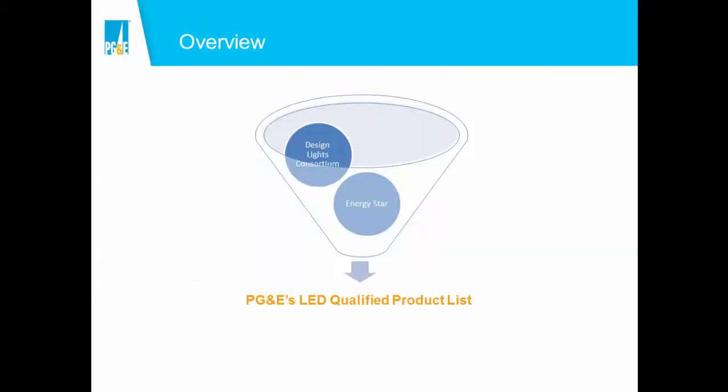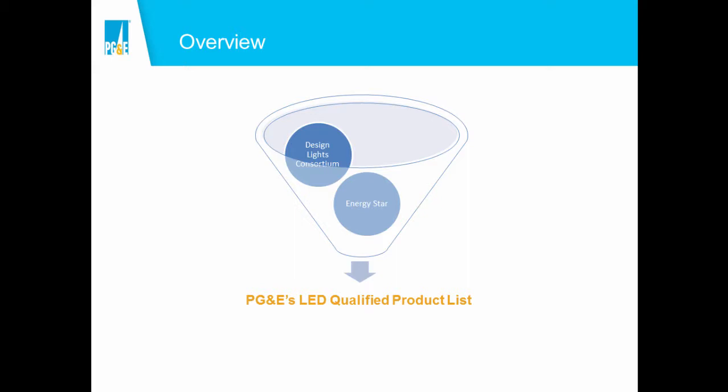PG&E's Qualified Products List, otherwise known as the QPL, is a comprehensive list of all LED fixtures that qualify for rebates and incentives. The QPL pulls data from the Design Lights Consortium and also Energy Star. PG&E then applies a number of filters to meet our program eligibility requirements. The data is then compiled to create our Qualified Products List.